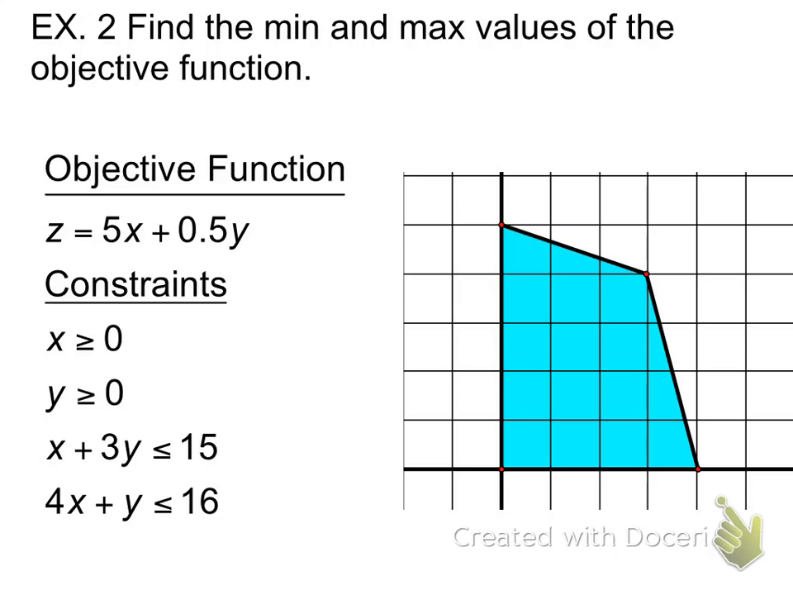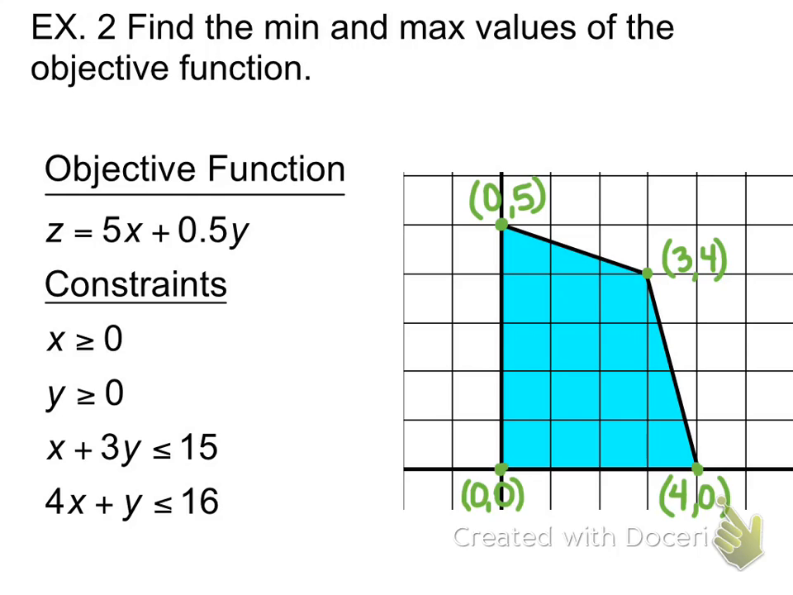Same thing on number 2. We're given a different objective function and the constraints have already been graphed. Where they overlap is this quadrilateral. So we need to identify the vertices, which will be (0, 0), (4, 0), (3, 4), and (0, 5).